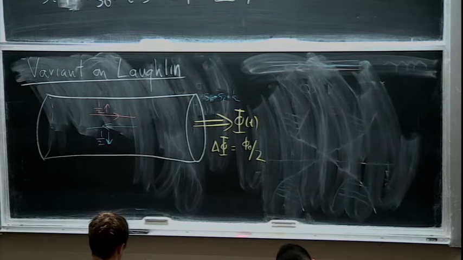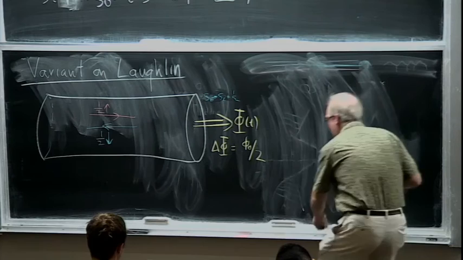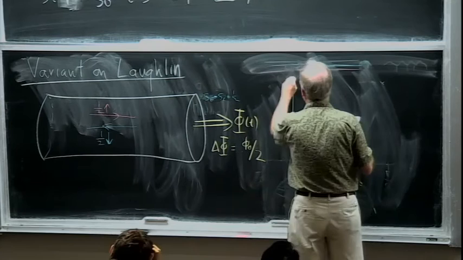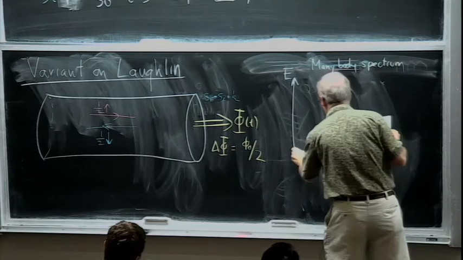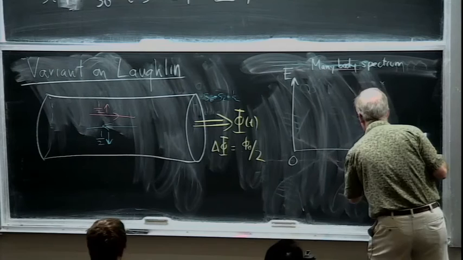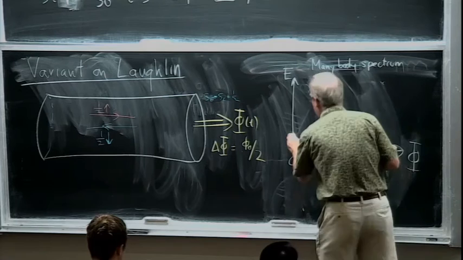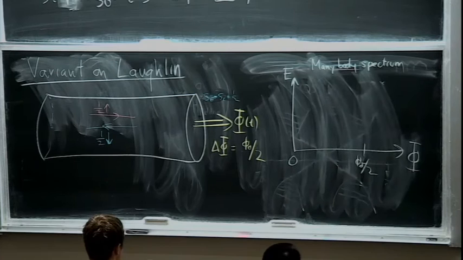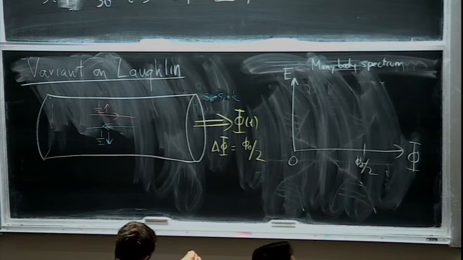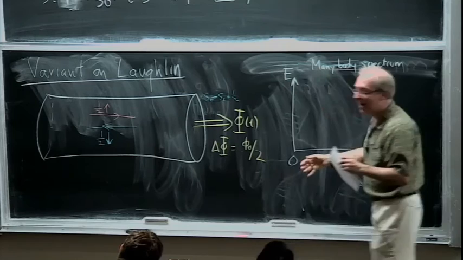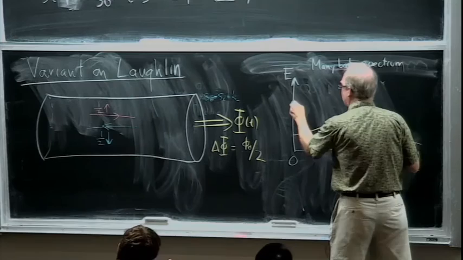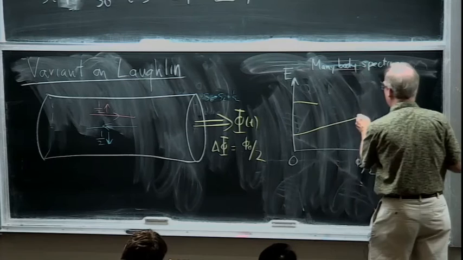And so if I look at the many body spectrum now, I'm going to draw a plot of the energy, and this is the many body spectrum, as a function of flux, so I have zero and phi naught over two. Then what happens here is, let's suppose I start off in a situation where all of my Kramers pairs of states are all doubly occupied. So the ground state then has an even number of electrons, and I start off with a spectrum that looks like this, with a unique ground state. When I get to phi naught over two, then I have to have a doubly degenerate ground state.